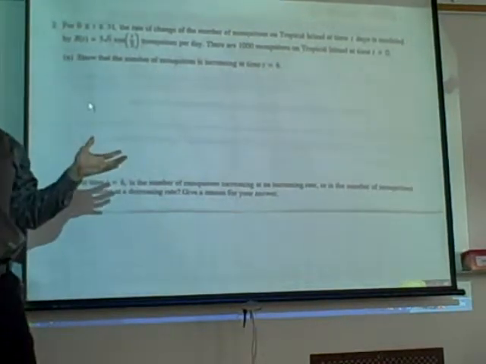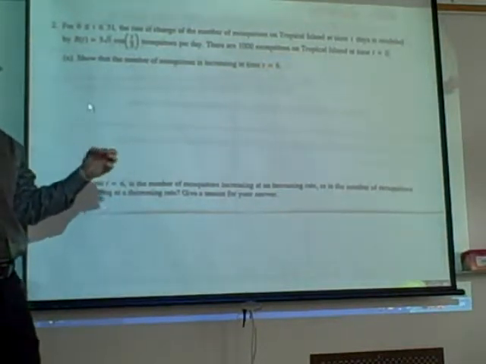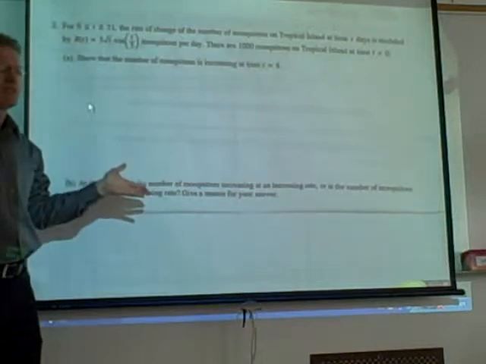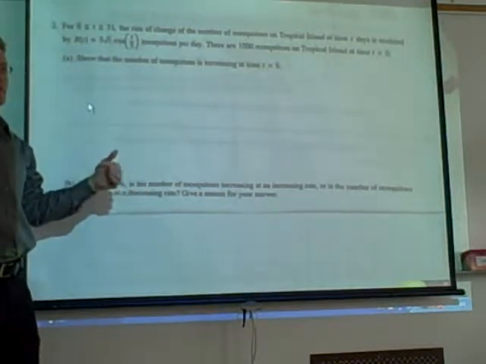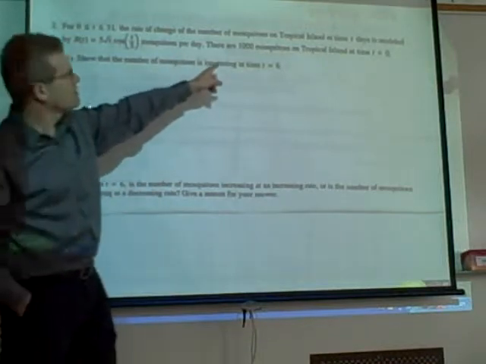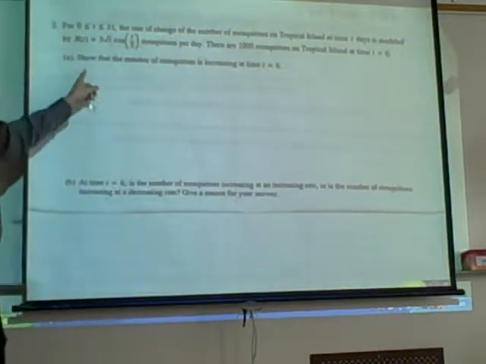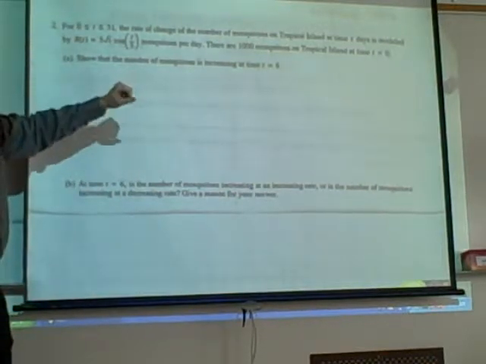So this graph is a rate graph. When you go to your calculator and you type in like 6 days, put in 6 for time, the answer that you get for y is going to be in mosquitoes per day. There are 1,000 mosquitoes on tropical island at t equals 0. Show that the number of mosquitoes is increasing at time t equals 6.